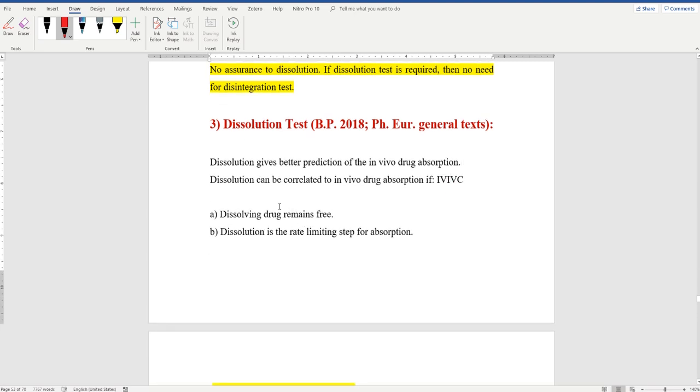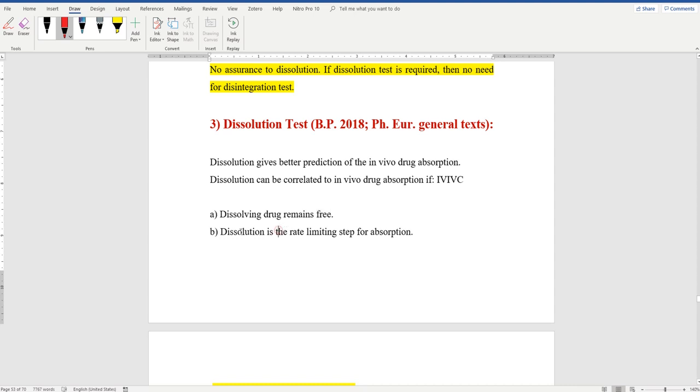So this correlation can happen in 2 cases, in the presence of 2 conditions. One, the drug that dissolves remains free. What does it mean? It means there is no chelation. It doesn't complex with other materials. For example, tetracycline can complex with calcium, and this will prevent absorption. So once the drug dissolves, it should not be degraded, it should not be destroyed, it should not complex with other materials, it should be free.